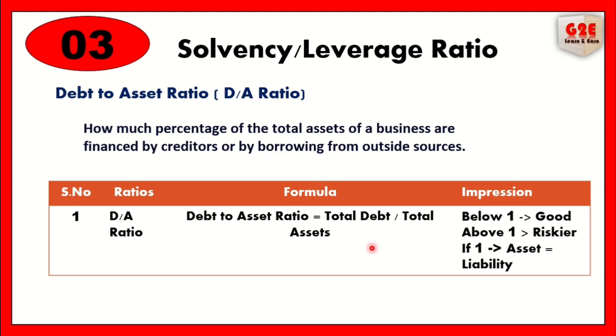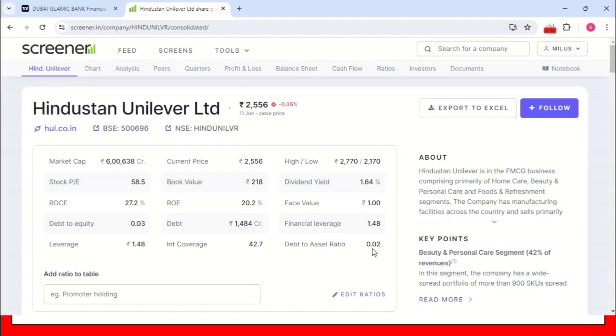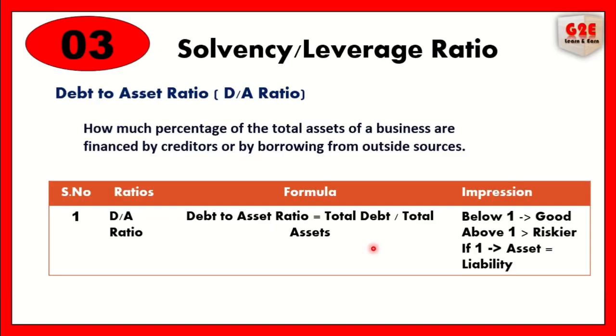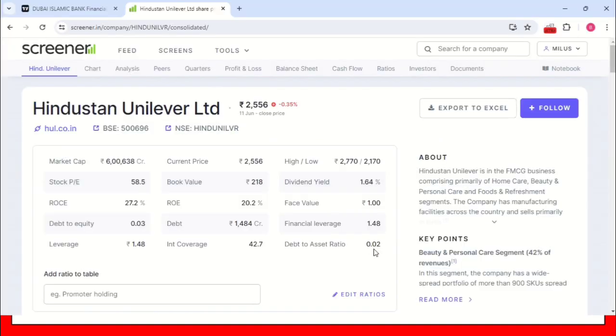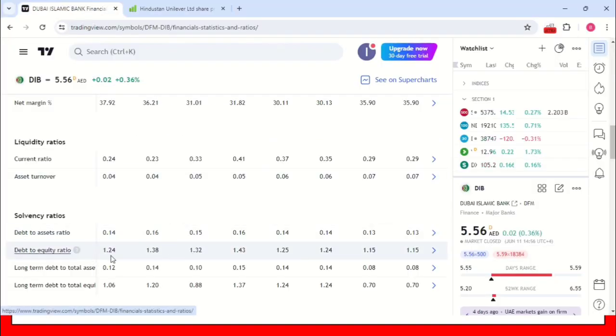In the same way, we can compare the companies over here. The debt to asset ratio will be 0.01. That is below 1, it's good. So that is what we have shown over here. Below 1 is good, above 1 will be riskier. Now we are checking this one, Dubai Islamic Bank. The debt to asset ratio will be 0.13. This is also below 1, it's good.